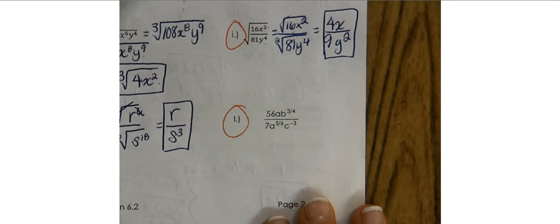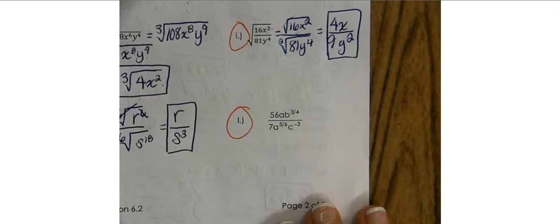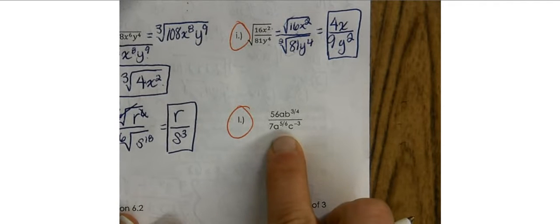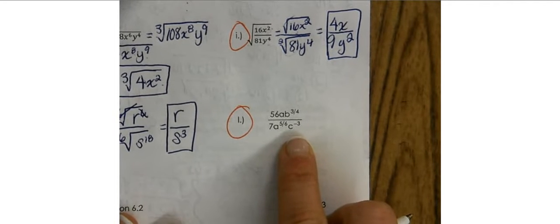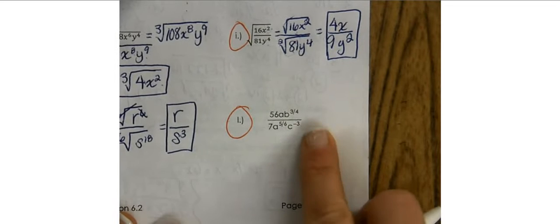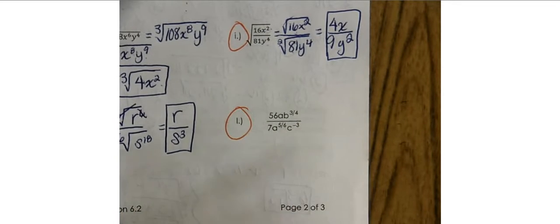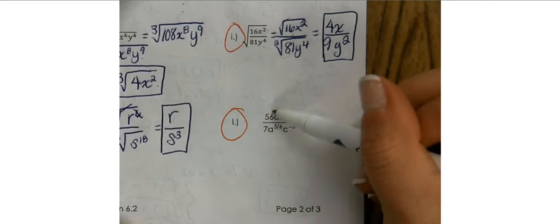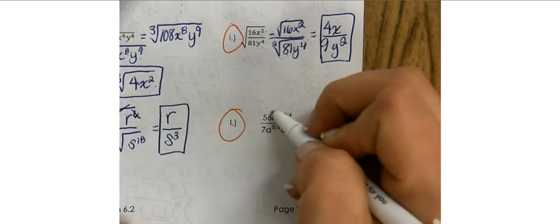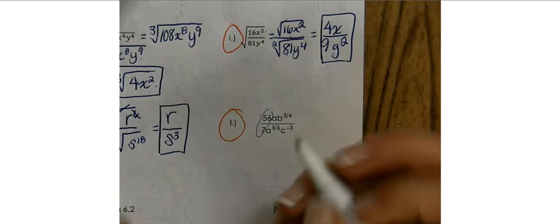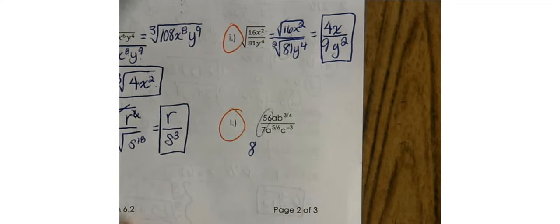And finally, we have 56ab to the 3/4 power divided by 7a to the 5/6 power, c to the -3rd. So for problems like these, if the problem starts off with rational exponents, your answer will end with rational exponents. There is no need to turn them into roots. So what I'm going to do is work with each piece at a time. So 56 divided by 7, that's equal to 8.